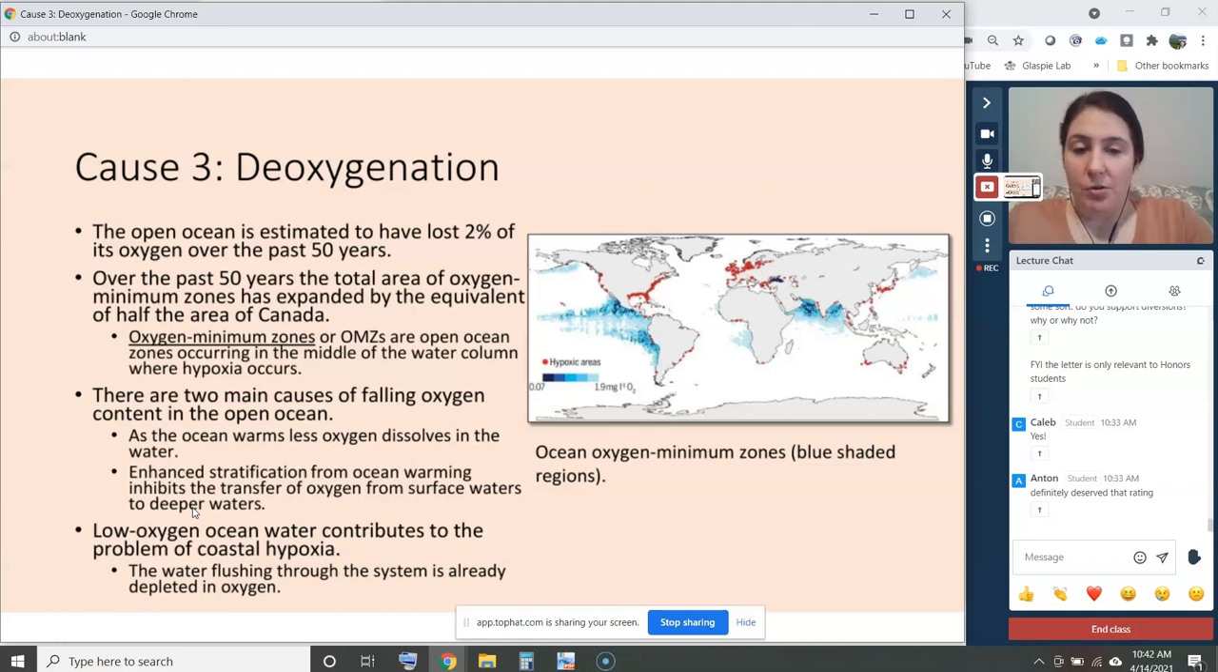This low oxygen ocean water, even though it happens in the open ocean, can contribute to the problem of coastal hypoxia, because the water that's flushing through the system due to tidal activity is already depleted in oxygen. So for instance, here in these estuaries in India, you can imagine that any sort of tidal activity that's bringing water into these estuaries is not providing much relief because it's already extremely low in dissolved oxygen.